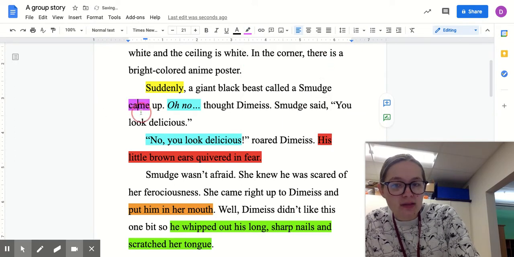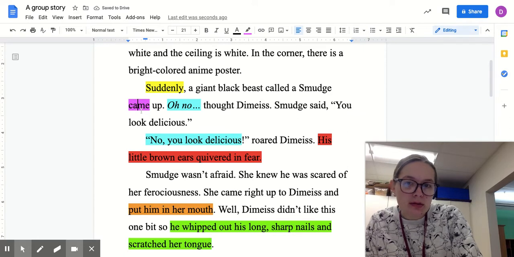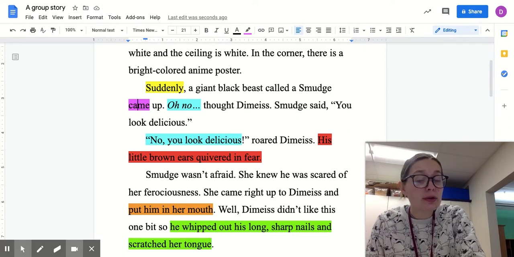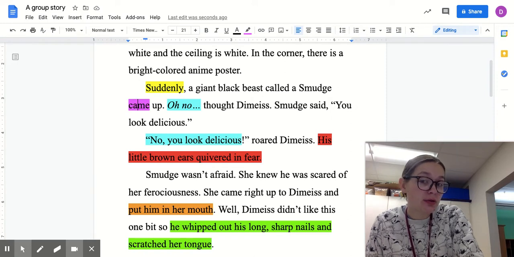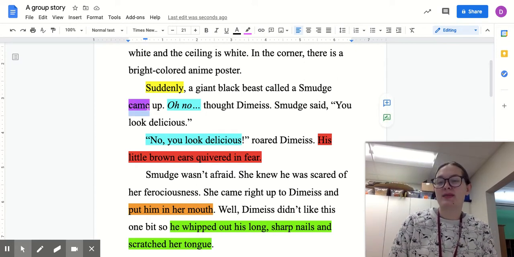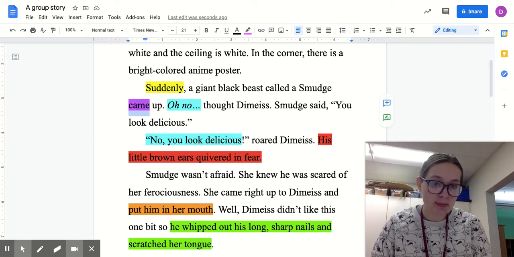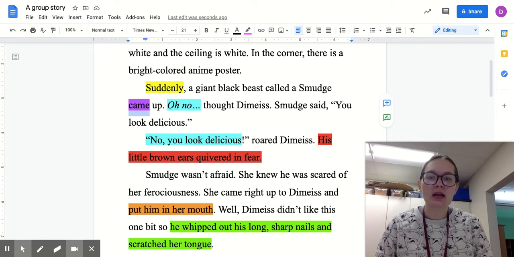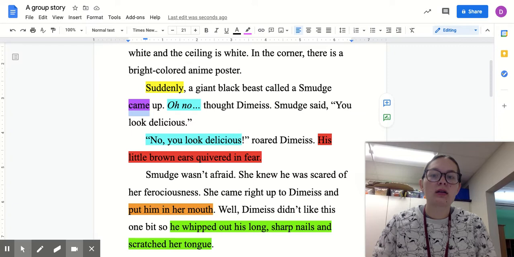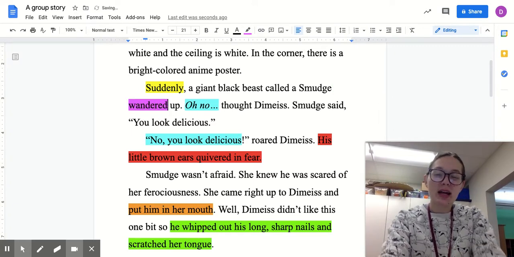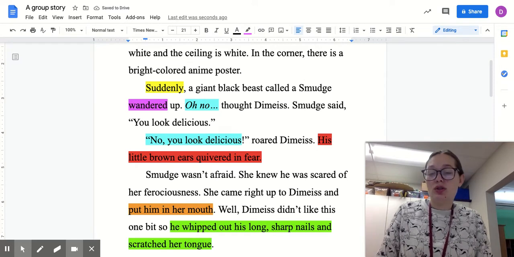And now we have to think of a better word than came up. Suddenly, a giant black beast called a smudge wandered up, or meandered up, or sprinted up. Those are all better verbs I could use than come or came, so that we know how smudge is coming up. I'm going to say wandered. And I'm using wandered because it kind of shows that smudge is just like, do, do, do, do, do.